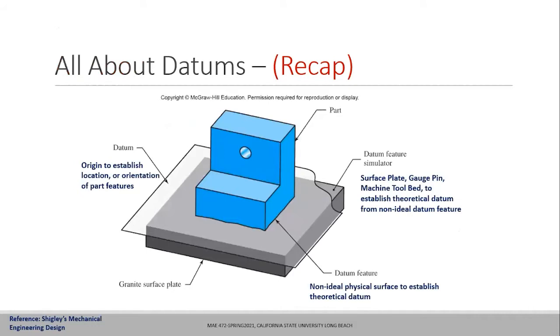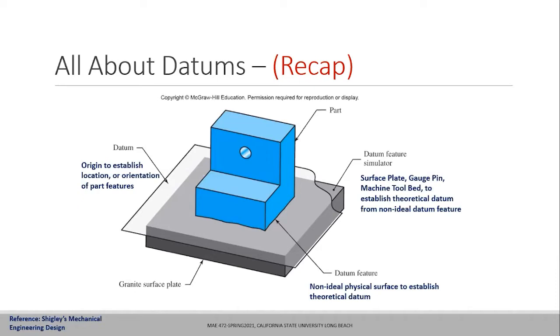Then there was some discussion about the datums. Here I mentioned that we have to be very clear about what the datums are, what a datum feature is, and what a datum feature simulator is. A datum feature is a physical surface of a part. If you see this L-shaped bracket with a hole on the top surface, the bottom surface is one datum feature, which is a non-ideal physical surface of the part, which we call in a drawing a datum feature.